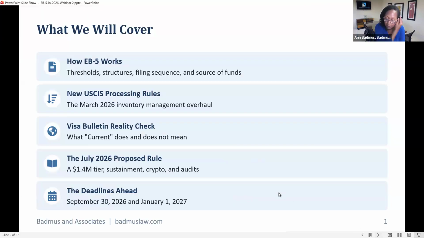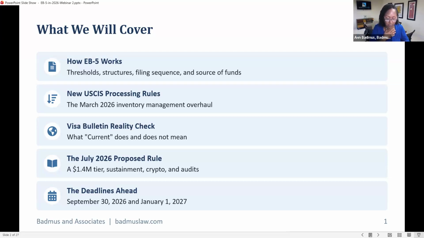So here's what we're going to cover. We're going to start with the fundamentals of how EB-5 works, in particular, what amount of investment is required, the two ways that you can structure an EB-5 investment, the order in which filings happen, and how you prove where your money comes from, or source of funds. The last piece will take up about 2 slides because source of funds generates more requests for evidence than any other part of an EB-5 petition.